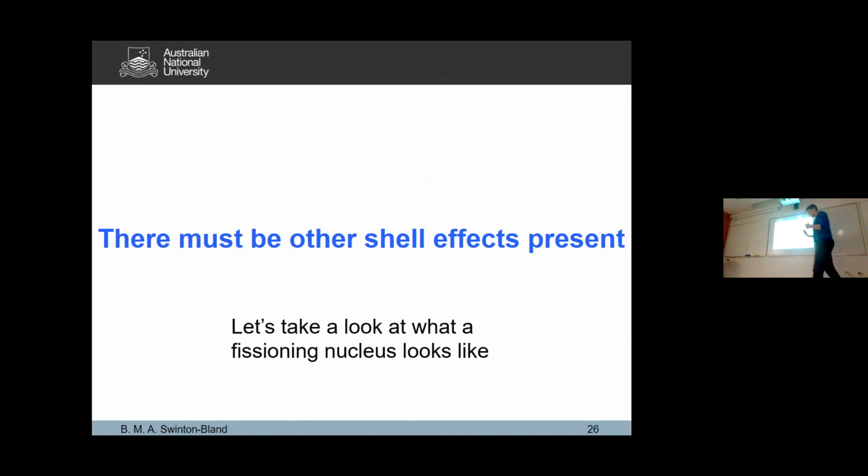Okay, so to try and think about what other shell effects can be present, let's have a think about what a fissioning nucleus looks like.